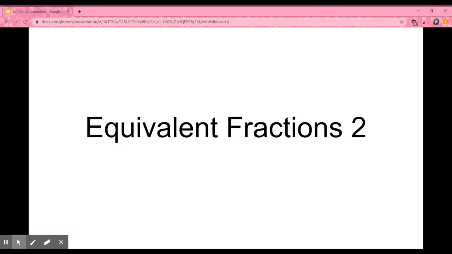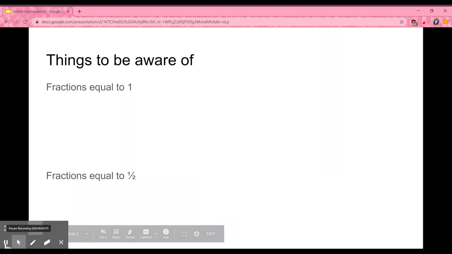Yesterday we learned the basics of what equivalent fractions are, and as a reminder, they're just fractions that are equal to each other, but they might have different numerators and denominators. Today I'm going to go into a little more detail about equivalent fractions and how you can find different ones. When doing equivalent fractions, there's two important kinds that we want to be aware of, and that's fractions that equal 1 and fractions that equal 1/2.